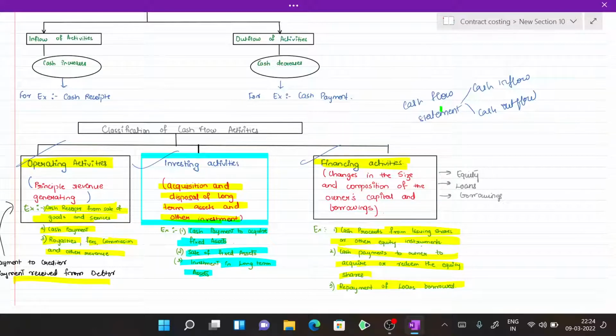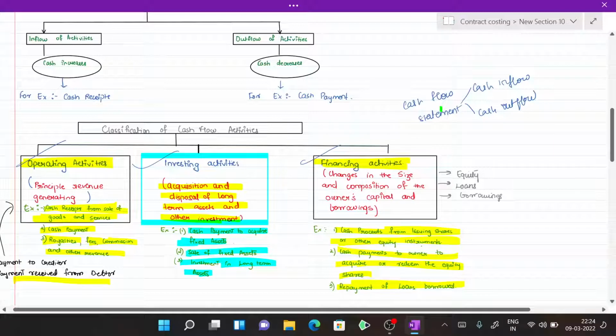In the next lecture we will see the direct method and indirect method of the cash flow statement.